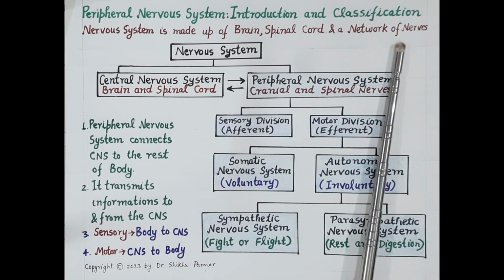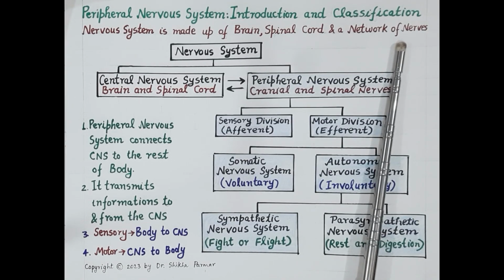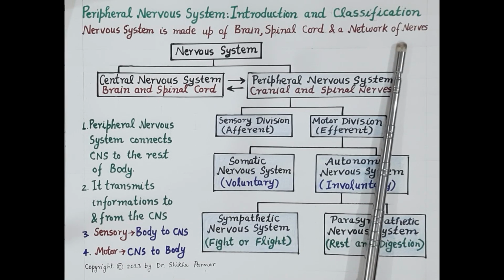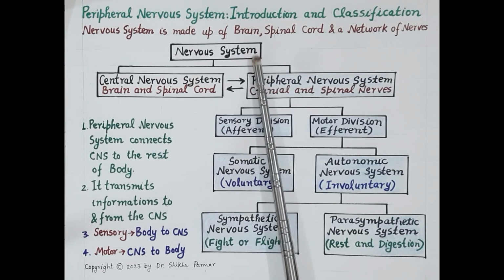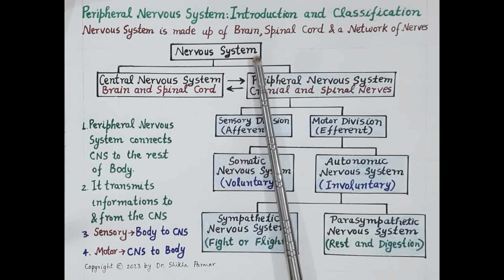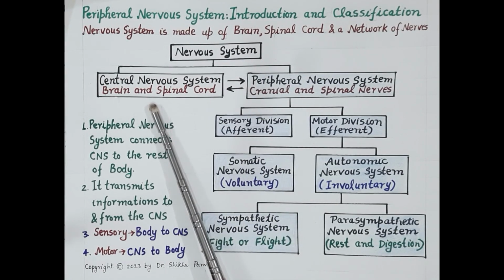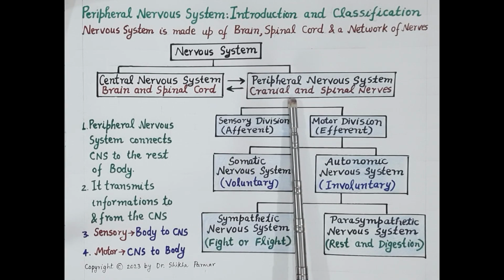Now as we all are aware, nervous system is the system that controls and regulates functioning of the entire body. Like for example, it helps us to move, breathe, see, think, feel and so many other functions of the body. Now nervous system is broadly divided into two parts, central nervous system and the peripheral nervous system.